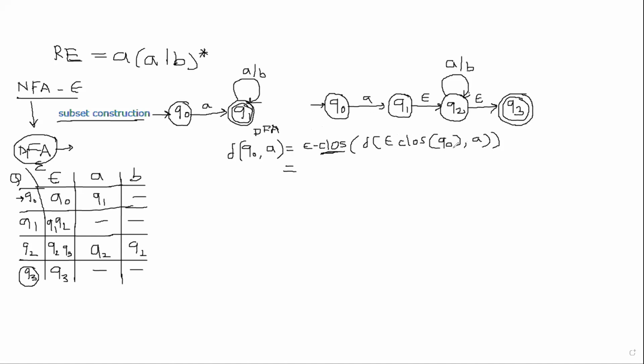So I will solve the inner bracket first. The inner bracket says epsilon closure of Q0. What is epsilon closure of Q0? It means the moves possible from Q0 with epsilon as an input. From Q0 with epsilon as an input, I am reaching to Q0 only. So this outer part is as it is, epsilon closure as it is, and inside that, this transition is also as it is. Only this epsilon closure of Q0, I am going to replace with Q0 here. So I will have Q0 on A.